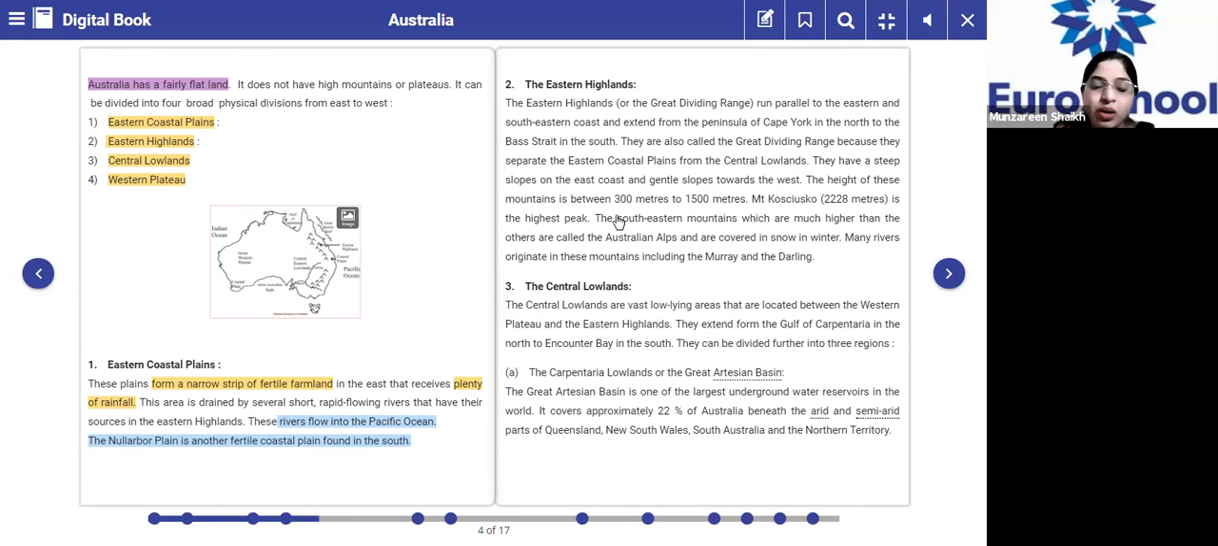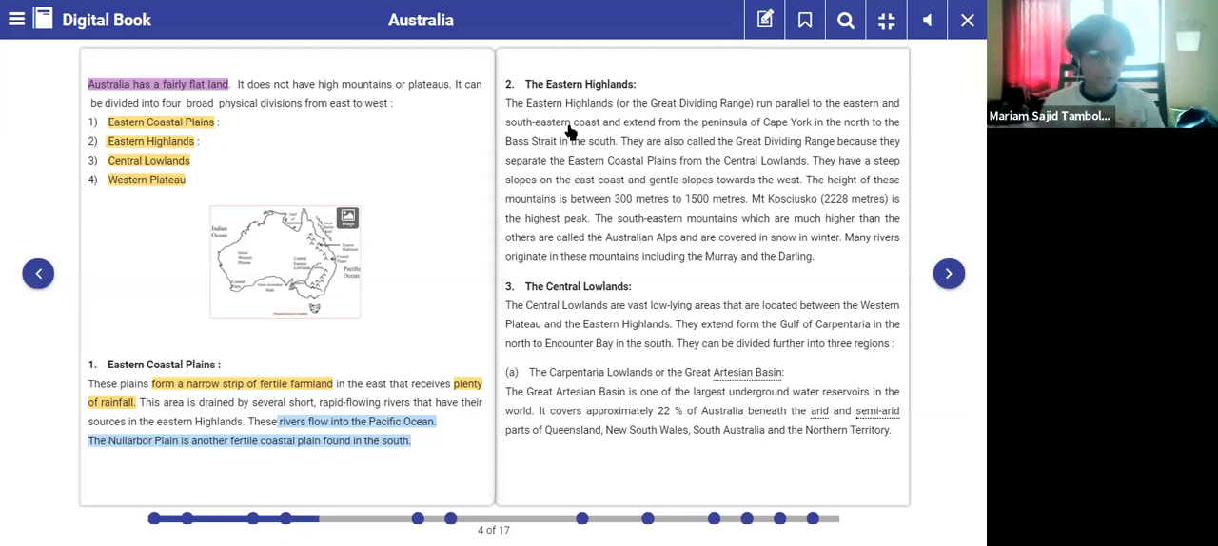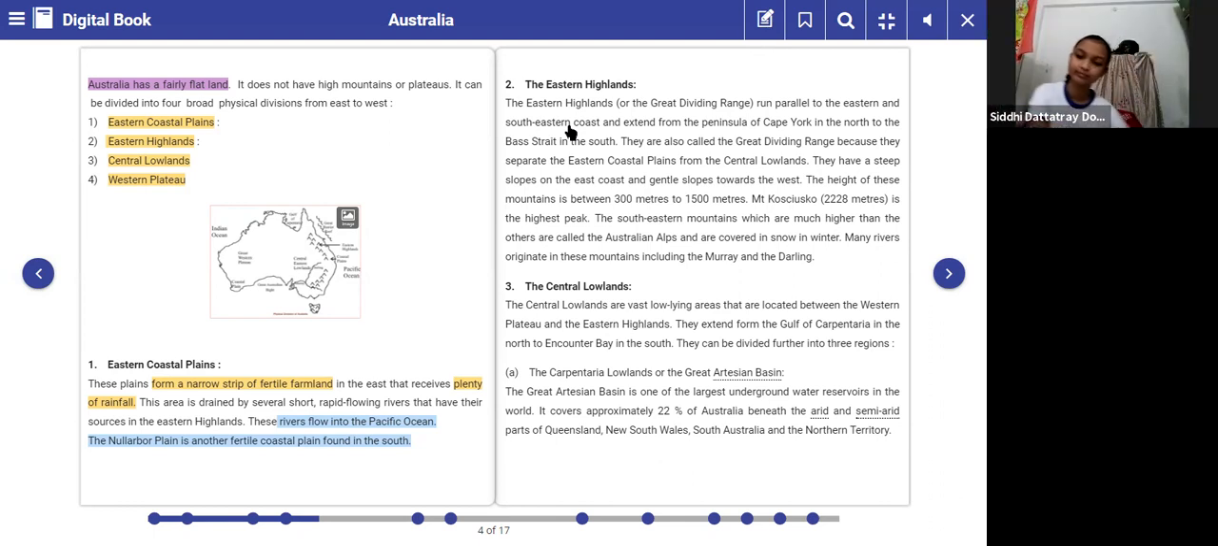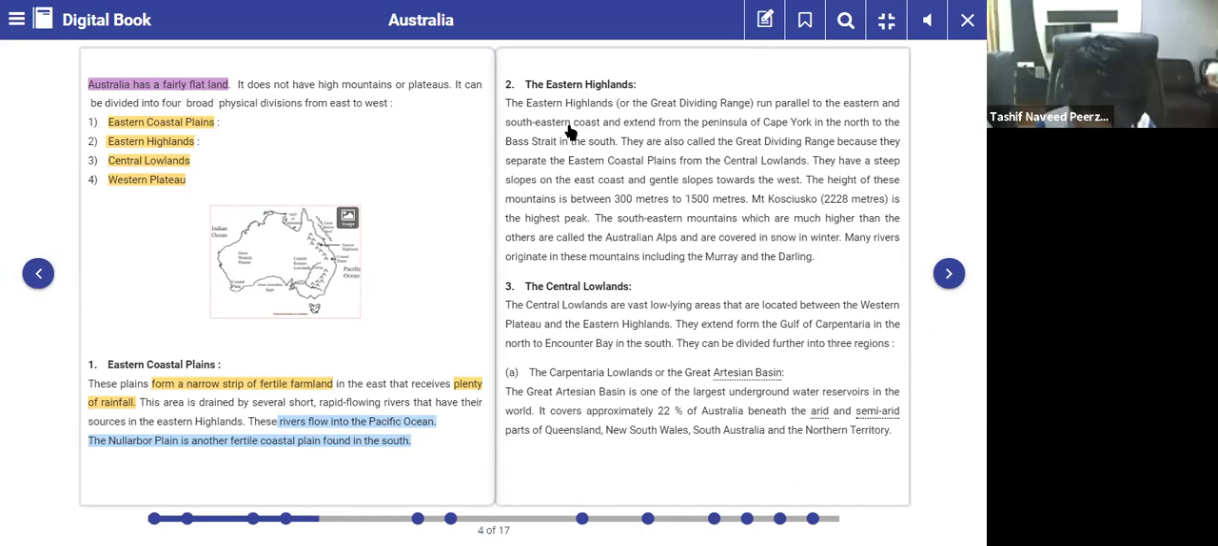What are the peculiarities about it? It receives plenty of rainfall. These rivers form a narrow strip of fertile farmland. The rivers flow into the Pacific Ocean. The Nullarbor Plain is another fertile coastal plain found in the south.